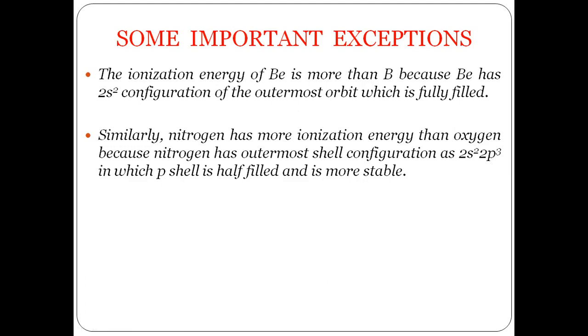If you compare with oxygen, oxygen will be readily losing an electron, because the oxygen configuration is 2s2 2p4. If it loses one electron, it will very easily convert into a very stable state. So oxygen will prefer to lose an electron, while nitrogen will not prefer because it will lose its stability.